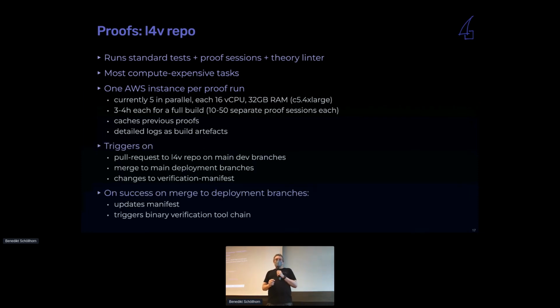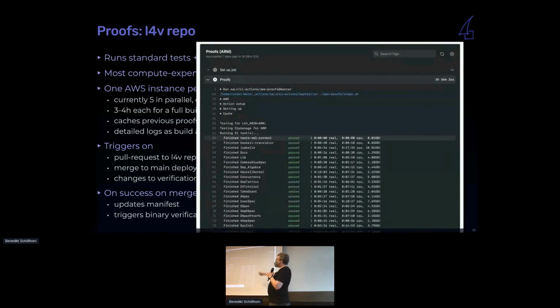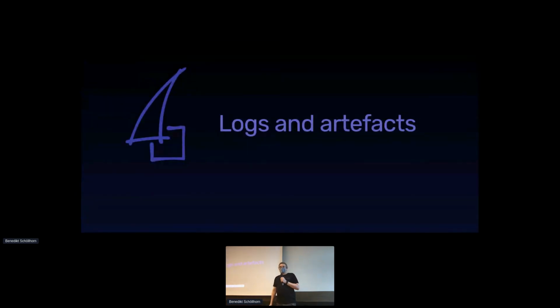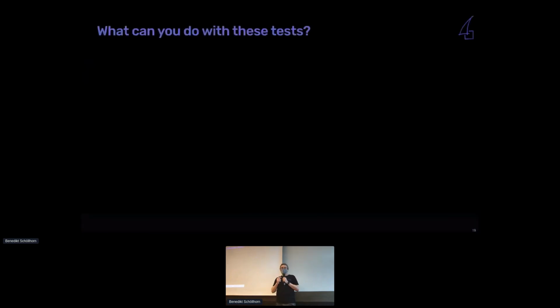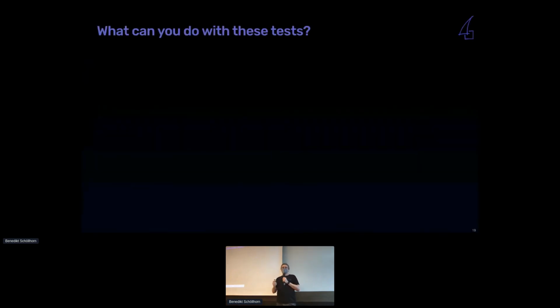All right, I'll skip over that bit. This is a typical successful run. So again, this will scroll quite a while, but yeah, here are all the proof sessions, basically. What does it leave behind? Or what can I do with it?